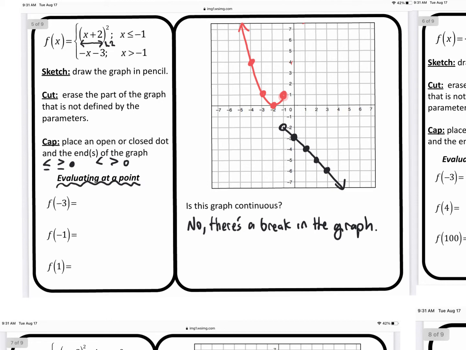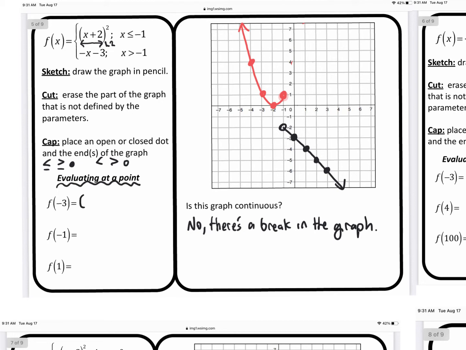So the way that we're going to do that is the following. We see where we have f of -3. So what we're going to do is plug -3 in here, and we're going to have to determine, okay, is -3 less than or equal to -1, or is it greater than -1? So I think we know that -3 is going to be less than or equal to -1. So we'd plug it into this equation, okay, because that's the parameter that it fits.